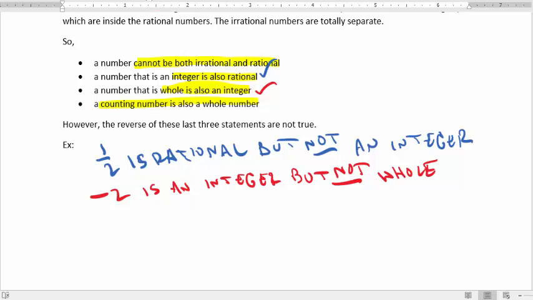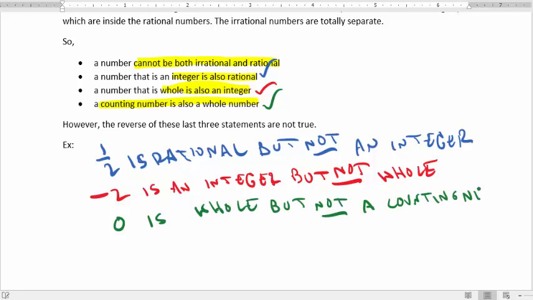And then, of course, the last one, a counting number is also a whole number. So what's a whole number that's not a counting number? There's only one of them, right? 0 is whole, but not a counting number. And that's the only example you can give there for a number that's whole but not a counting number, right? Because that was the only difference between the whole and the counting numbers. 0 was whole but not a counting number, right?